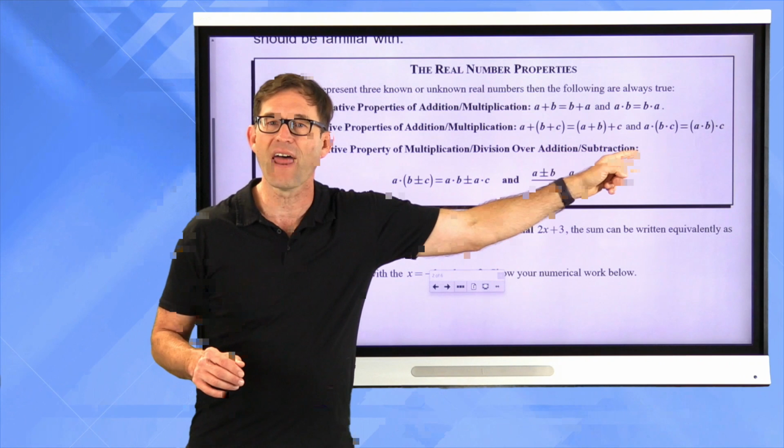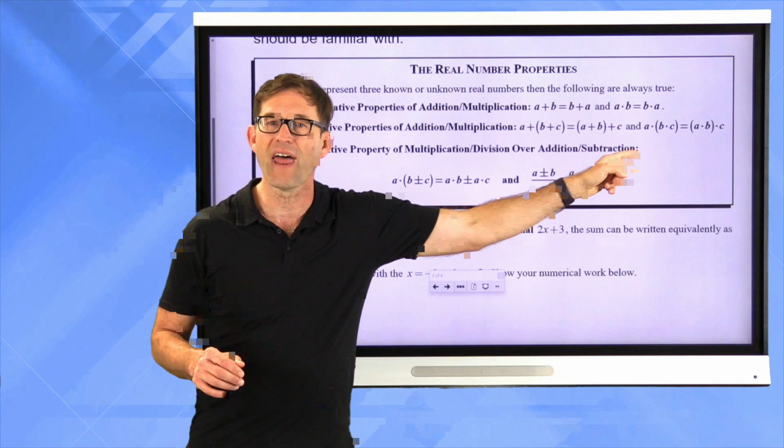Now let's see why they are equivalent by using real number properties. Let's take a look at letter B. Show that the expression 3x plus 7 plus the expression 2x plus 3 is equivalent to 5 times the expression x plus 2. Justify each step you make with one of the real number properties. Let's see how we can get from here to here and justify every step along the way using a real number property. Let's do this one together.